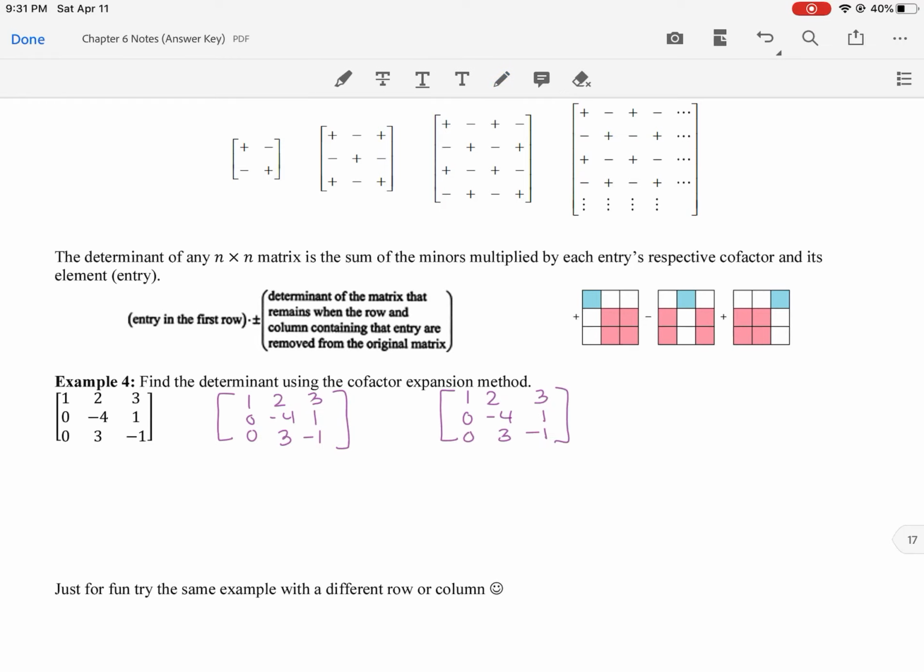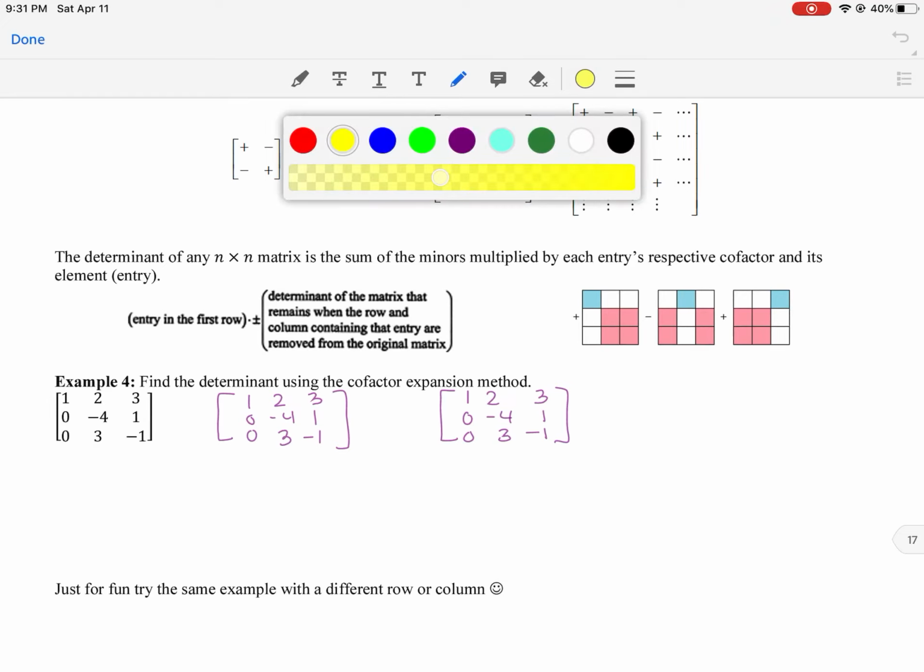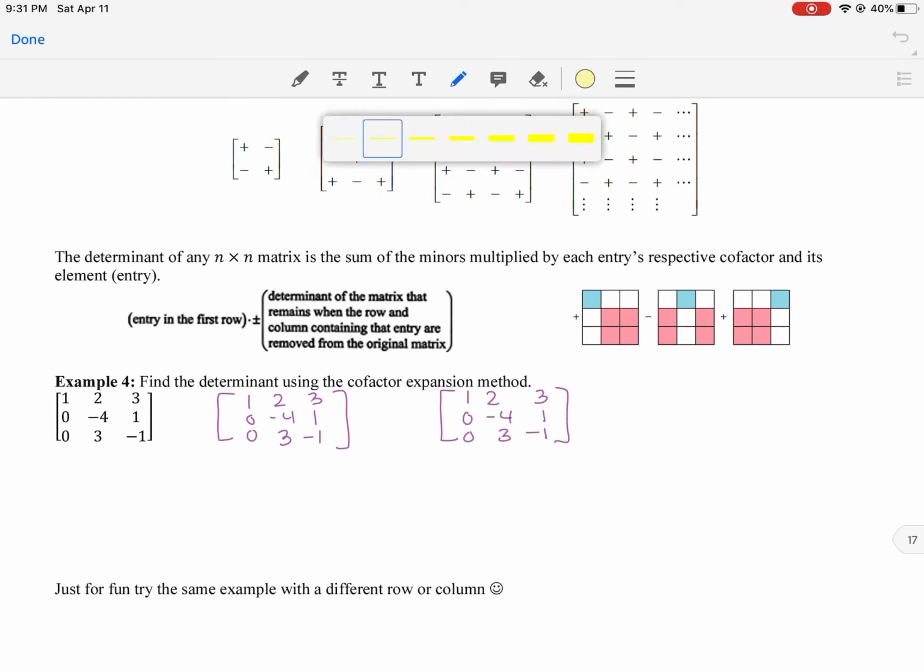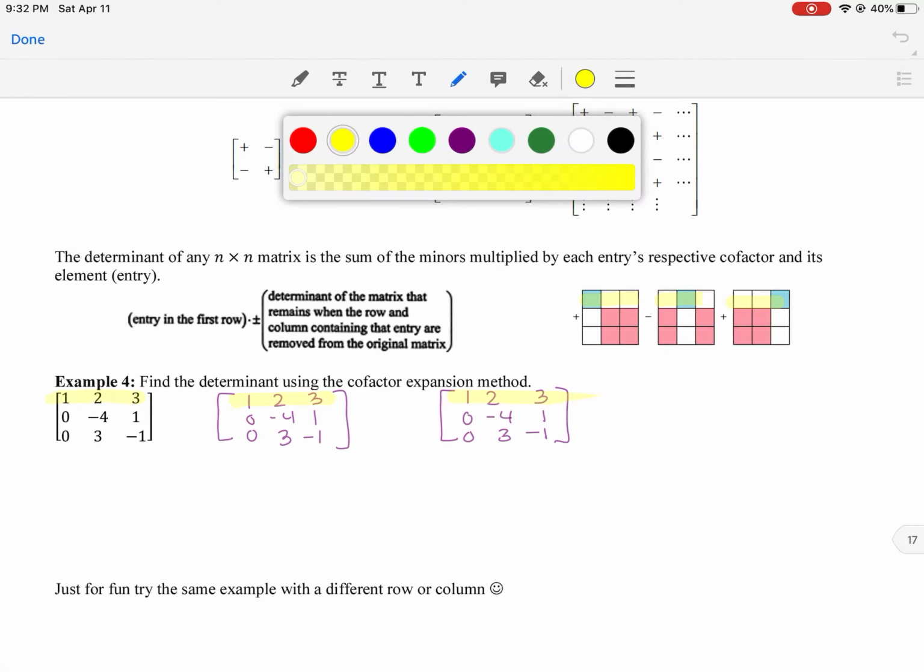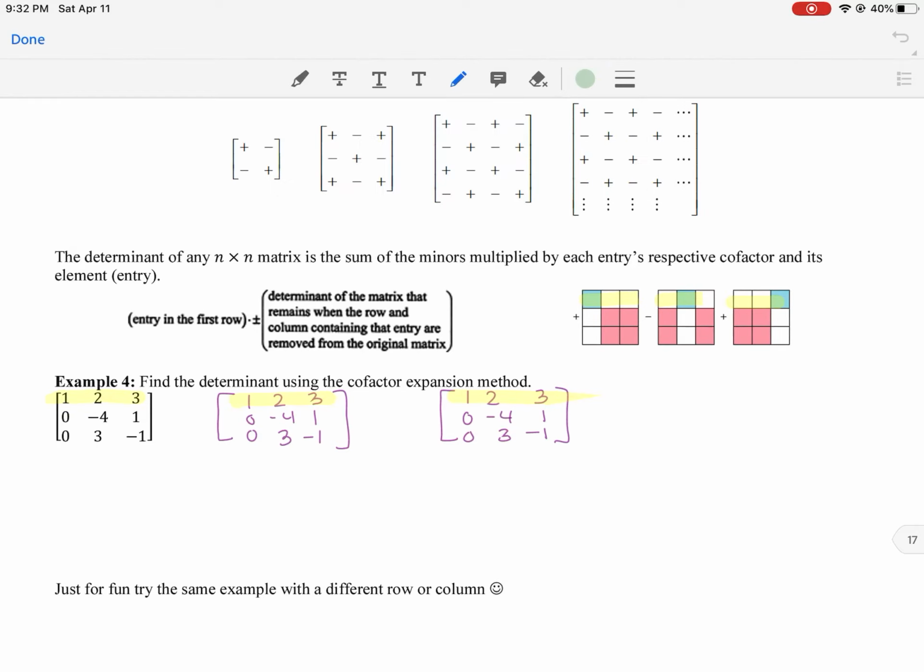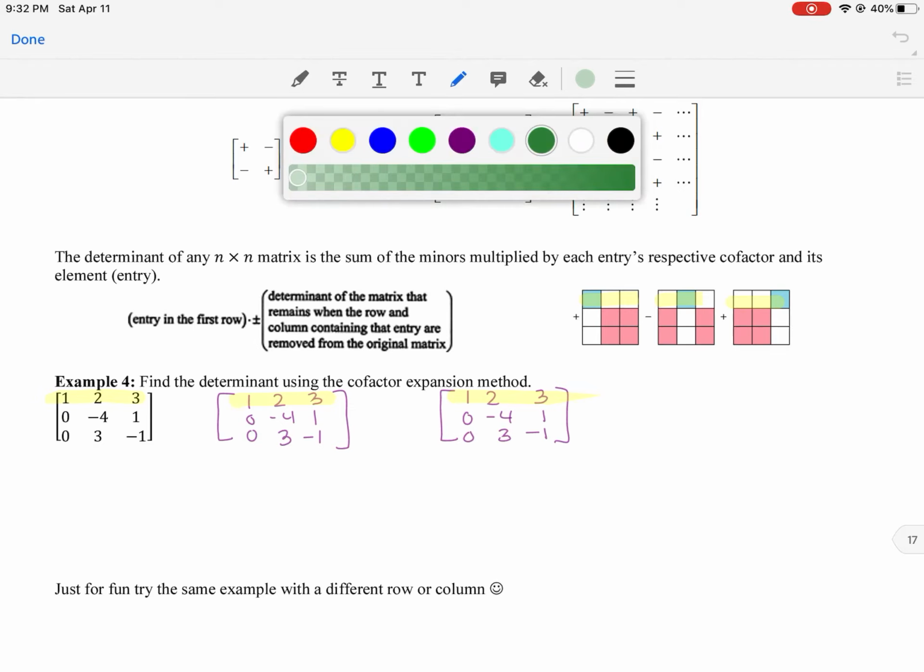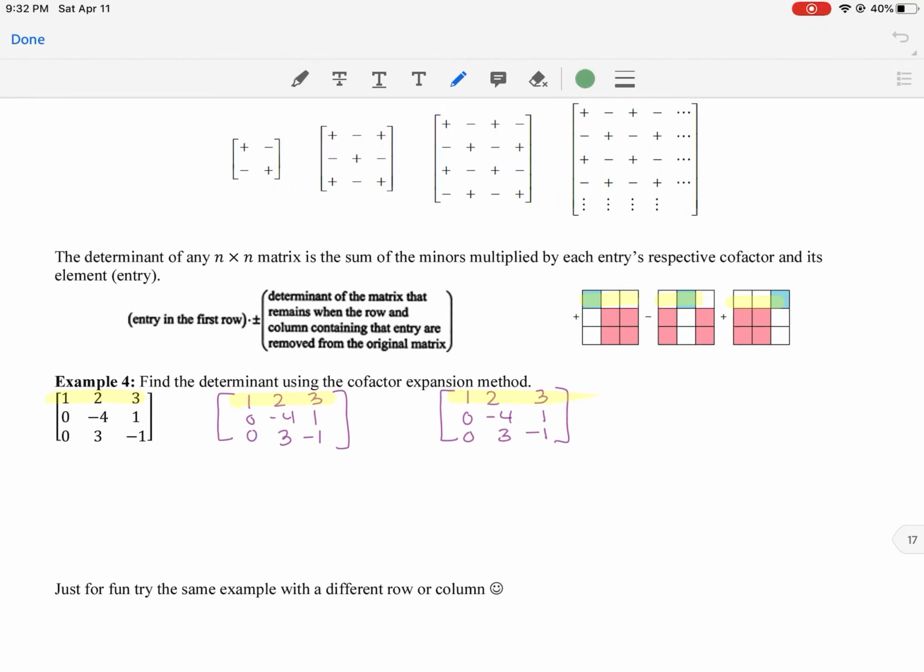I will rewrite it twice more. Okay, so the idea behind it is we have to choose one row or column. For simplicity's sake, I'm going to choose this first row, okay? And it's similar to what they did up here in the blue.